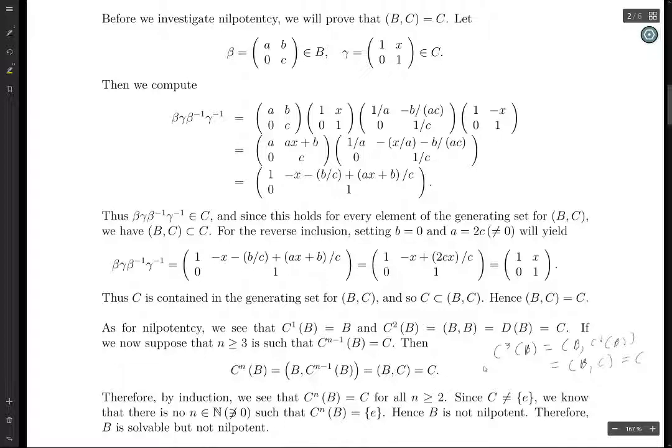And C is not trivial, obviously. And so there is no natural number n, remember natural numbers don't include 0 because I like analysis, such that this holds. And therefore B is not a nilpotent group because Cn never gets down to the trivial group. So then we found a group B which is solvable but not nilpotent. And this completes the proof.